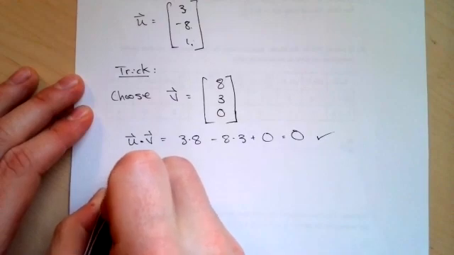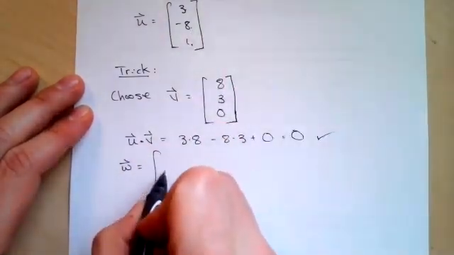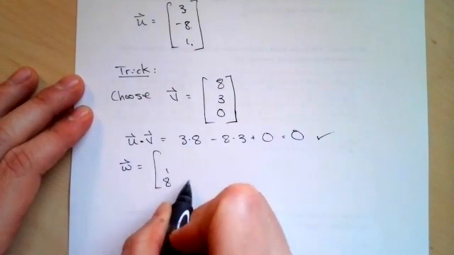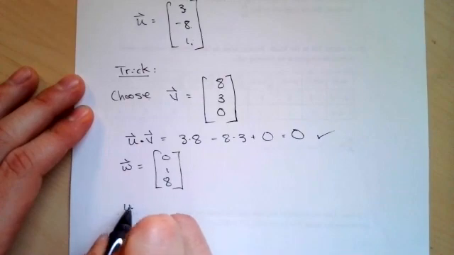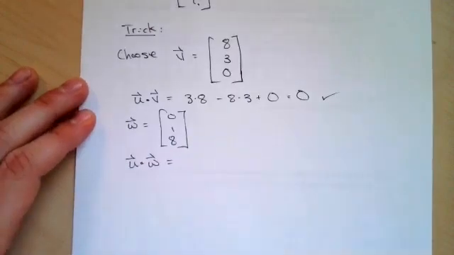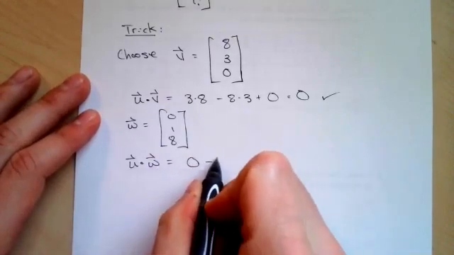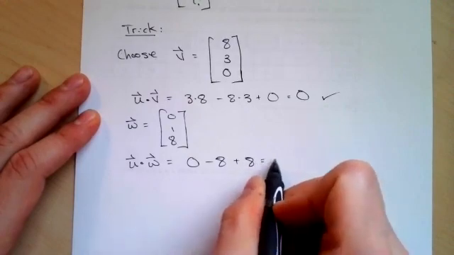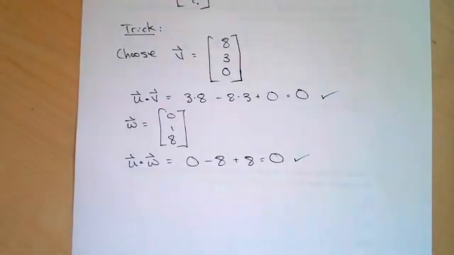Alternatively, we could have chosen w equal to, let's flip the bottom 2. So we will have a 1 here and an 8, and pick the other coordinate as 0. So now when we do u dot w, what do we get? We'll get 0 minus 8 plus 8 equals 0. So again, we found an orthogonal vector.